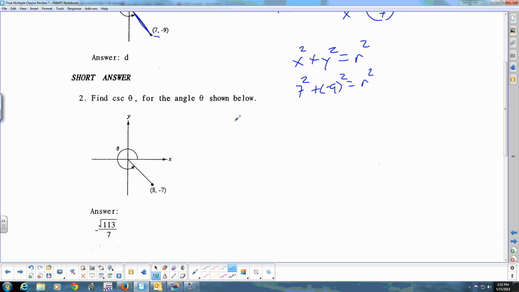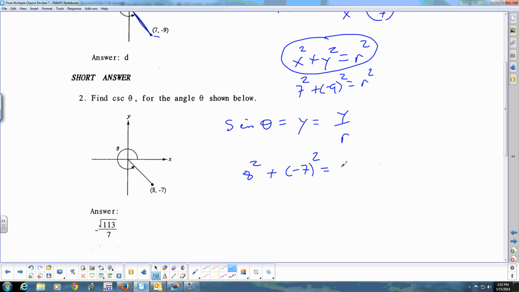Find cosecant. I would personally find sine first. Sine is your y value if you're on the unit circle. That is not on the unit circle, because clearly that radius is not 1. So sine is your y value over your radius. And just like I mentioned above, find your radius by doing 8 squared plus negative 7 squared is equal to your radius squared. Solve for your radius, fill it in, your y value is negative 7 over whatever you found for your radius, and you're done.